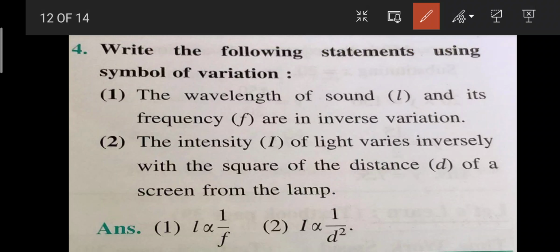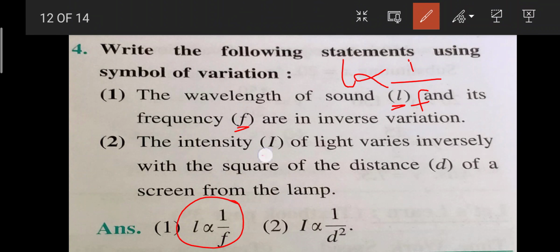Now students, in question number 4, write the following statement using the symbol of variation. The wavelength of a sound, which is given as L, and its frequency, given as f, are in inverse proportion. So L is inversely proportional to 1 upon f. So this is our answer that we will get.